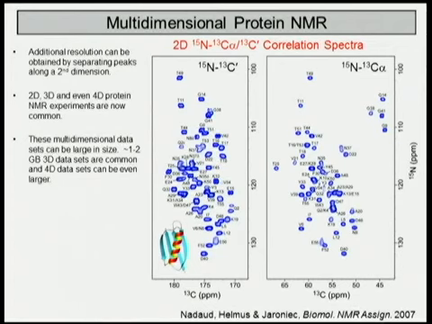The problem is, as we move to larger dimensionality data, our file size gets much larger. So a 3-dimensional data set can often be 1 to 2 gigabytes in size. 4-dimensional data sets are even larger. And so we need some kind of software to deal with this.